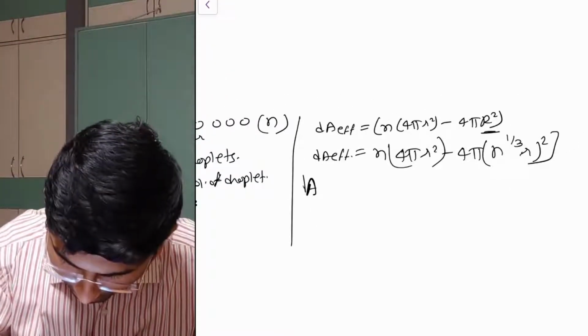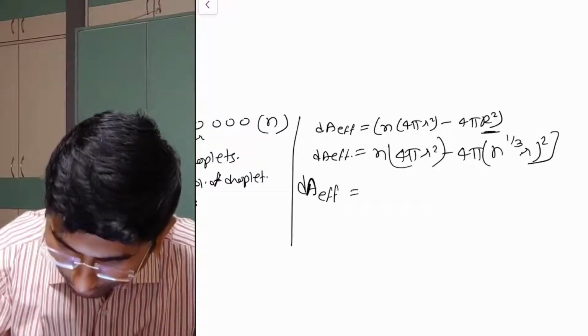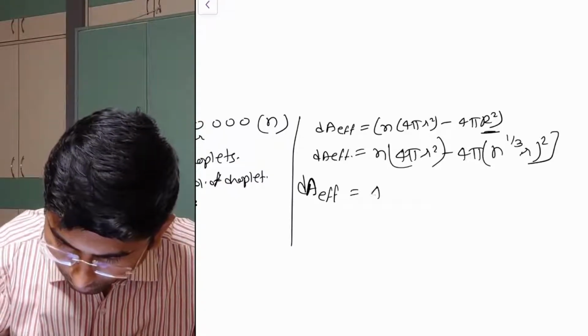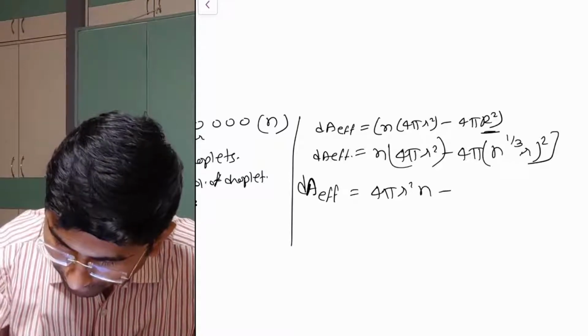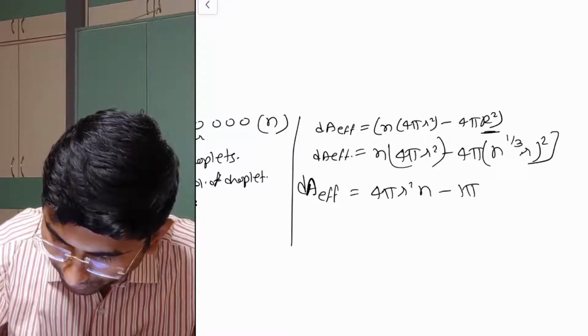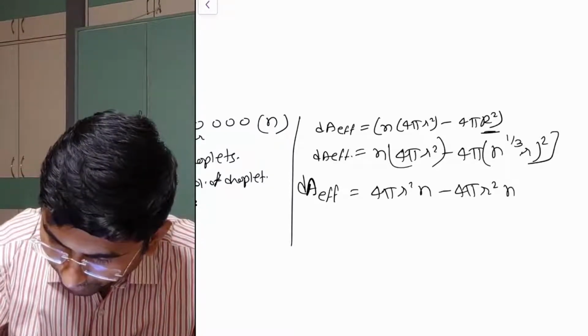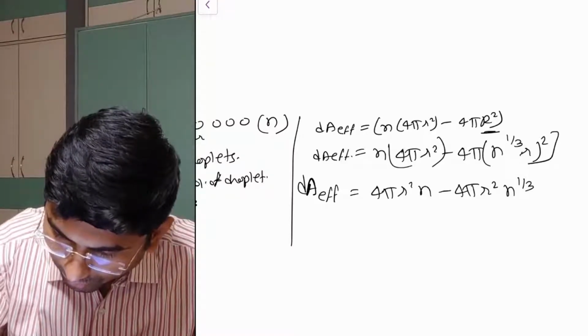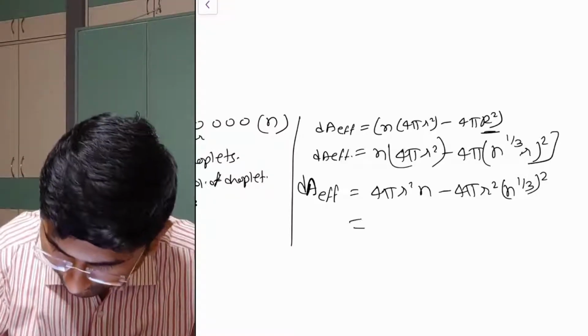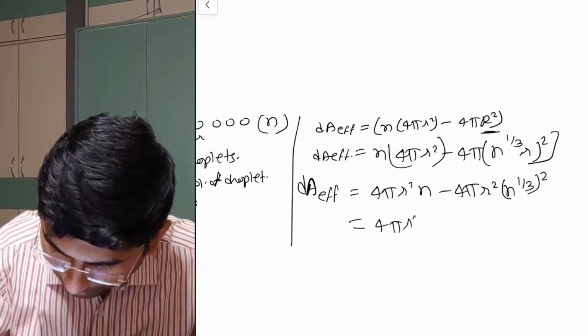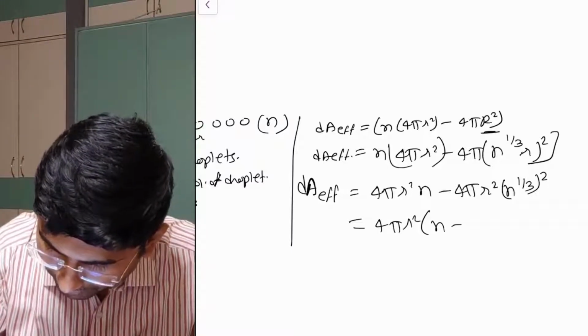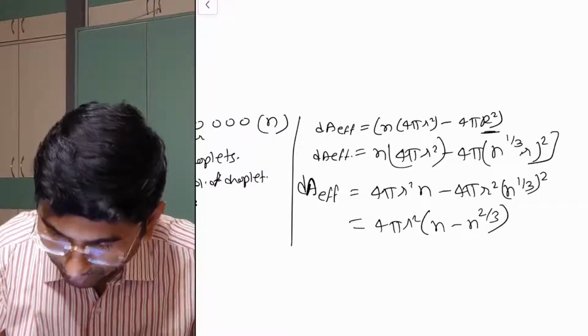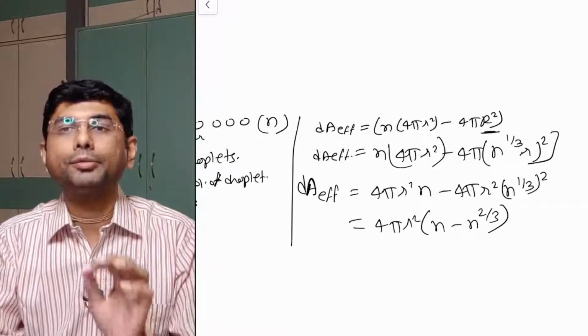Now dA effective is equal to 4 pi r square n minus 4 pi r square n 1 by 3 whole square. That can be written, 4 pi r square can be taken outside, n minus n 2 by 3. This is the one formula which I am getting in terms of small r.